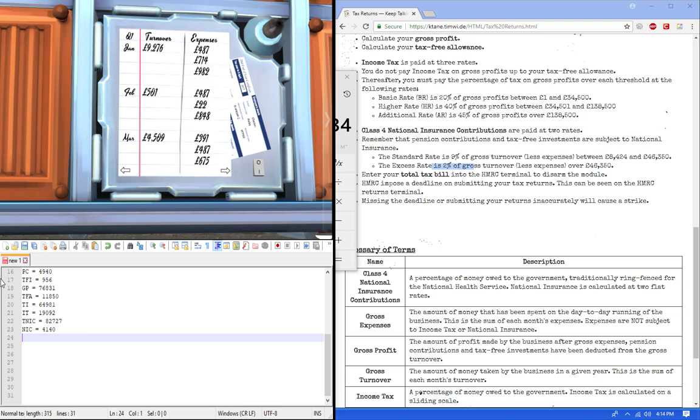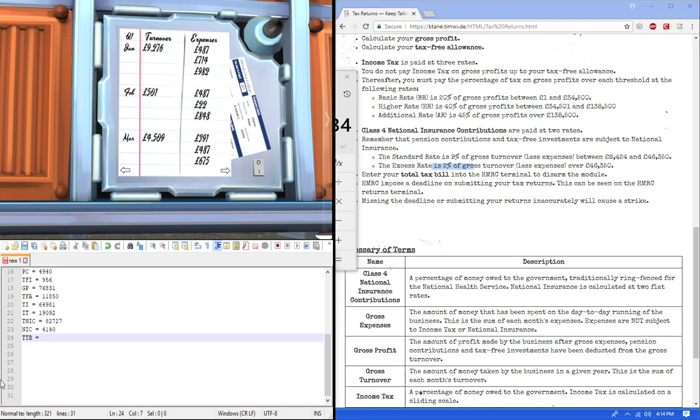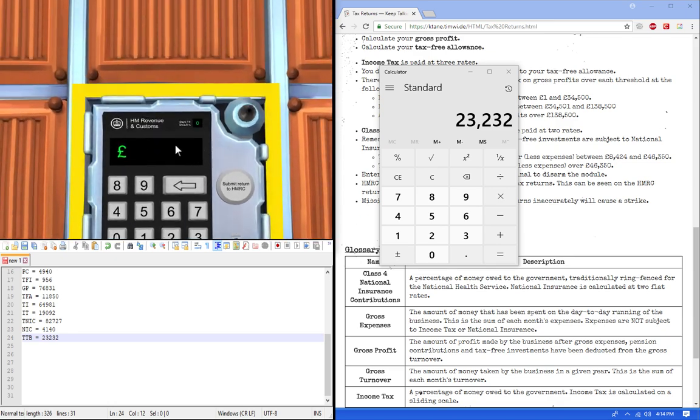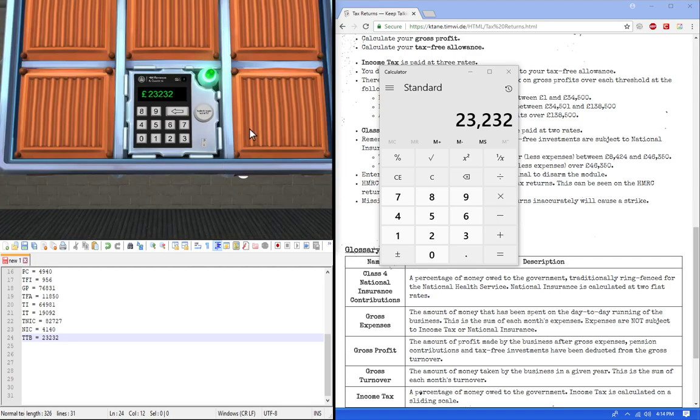And then, final but not least, we've got to calculate our total tax bill. A total tax bill is going to be our income tax plus our NIC. So income tax is 19,092. We're going to add that to our 4,140, and we're left with this number: 23,232. So we go back to this side. We're going to put in 23232 and submit it. And that is the solved module.